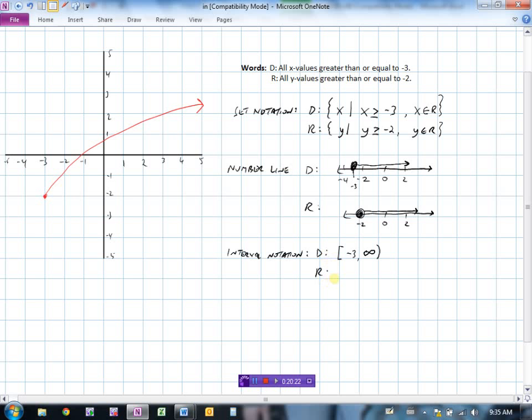R for range. We have our lower limit of -2, including -2. And our upper limit is also infinity, with a round bracket on the infinity. So there's the domain and range of this function described in words, set notation, number line, and interval. And we'll look finally at one last example here.